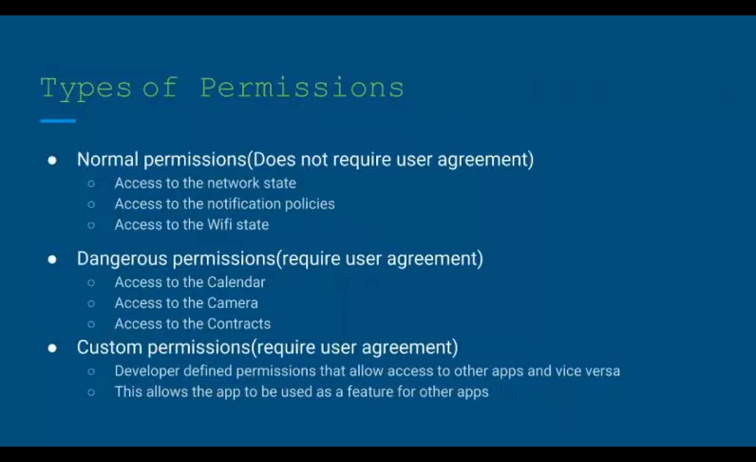Okay, types of permissions. Normal permissions don't require user agreement, like accessing the cellular network state, accessing notification policies, and accessing Wi-Fi state. So not changing the Wi-Fi, just seeing whether the Wi-Fi is on or off. Dangerous permissions require user agreement, like accessing the calendar, accessing the camera, accessing the contacts. So impactful things.